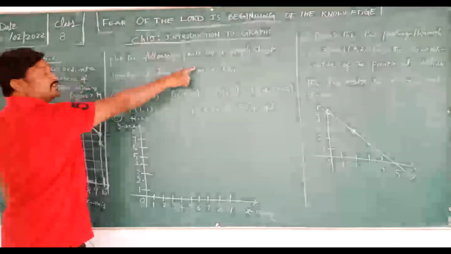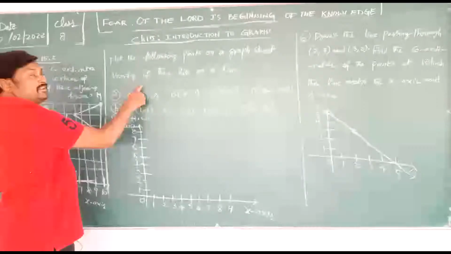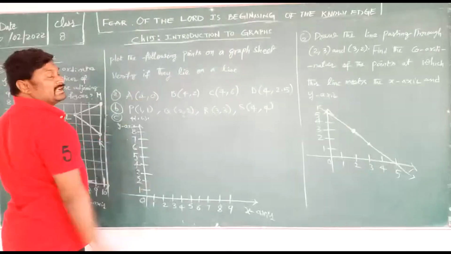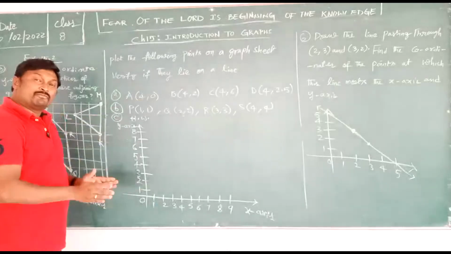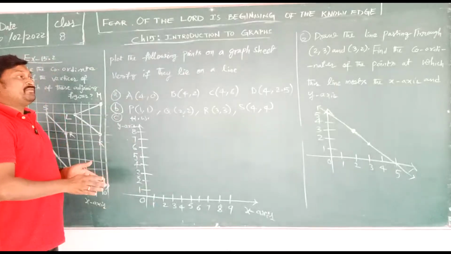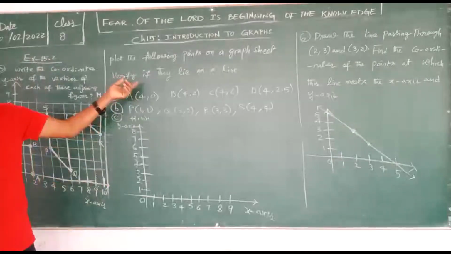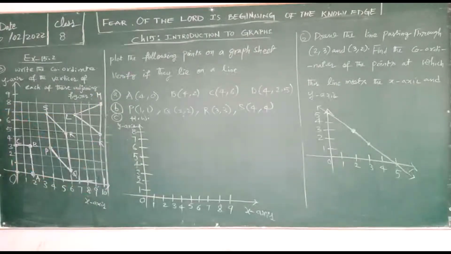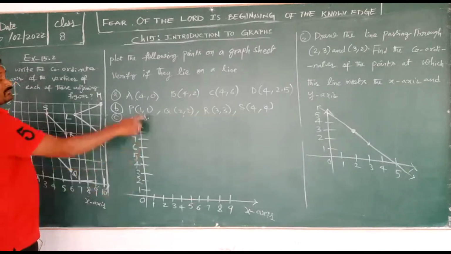Plot the following points on a graph sheet. Verify if they lie on a line. So you need to plot the graph first, and then you need to verify whether it is on a line or not. Okay, that means you have to find out whether you are able to form a line or not. Okay, let's see now how it is possible. Right, so now here the first one, what is here?